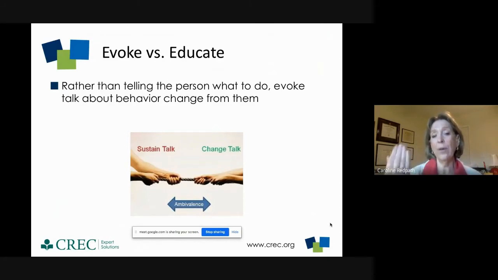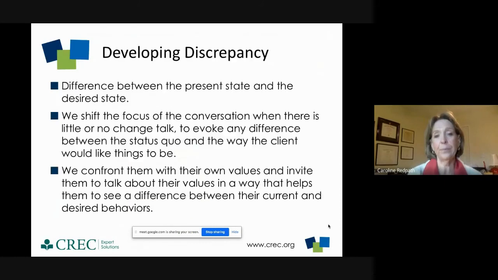We want to evoke those versus telling them what to do. So we want to evoke more change talk and less sustain talk. Sustain talk is why I should just keep doing what I'm doing. We want to develop discrepancy, the difference between the present state and what they may desire as a long-term goal. So we've got to get into those values, and I know ACT talks a lot about evoking values. We want to shift the conversation when there's little or no change talk to start evoking the difference between how things are now and how they'd really like them to be.